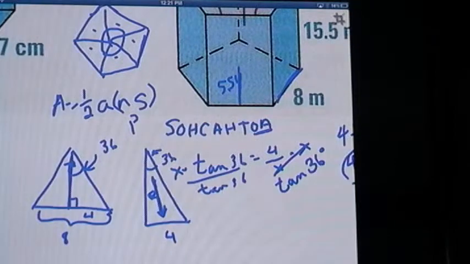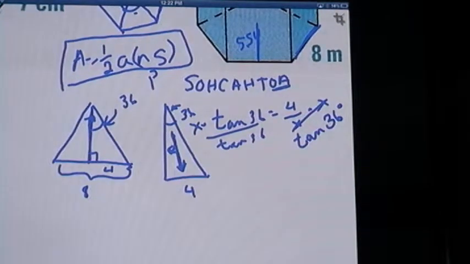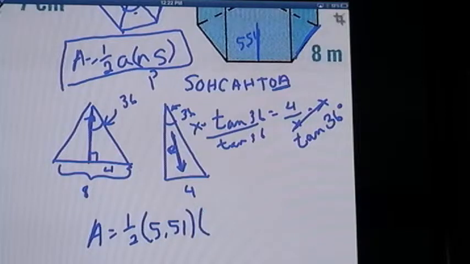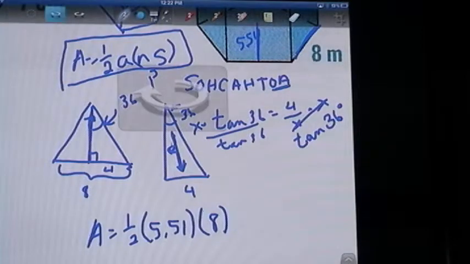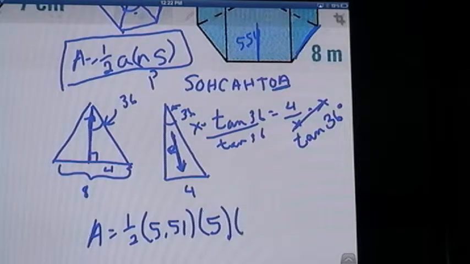All right, so going back to our area right here. Okay, the area is equal to 1/2 of 5.51 times the number of sides, which is 8, excuse me, times the number of sides, which is not 8, it's 5. And I'm going to put that in the right order just so you can really follow it well. And then the length of the side. Or you could just do the perimeter. Because these two together are the perimeter of 40.